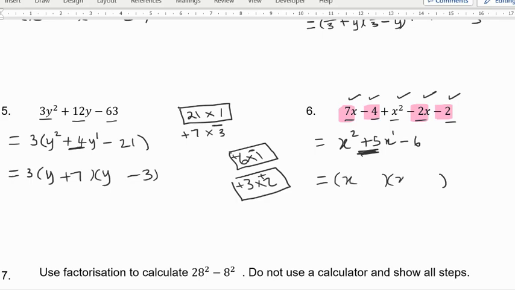So if I say x plus 3, x plus 2, let's multiply it out and see if it works. x squared plus 2x plus 3x plus 6. That's not going to work. Do you see why I'm saying that? Because there's a plus 6, there needs to be a minus 6. So let's check the other one. It is just worth checking.